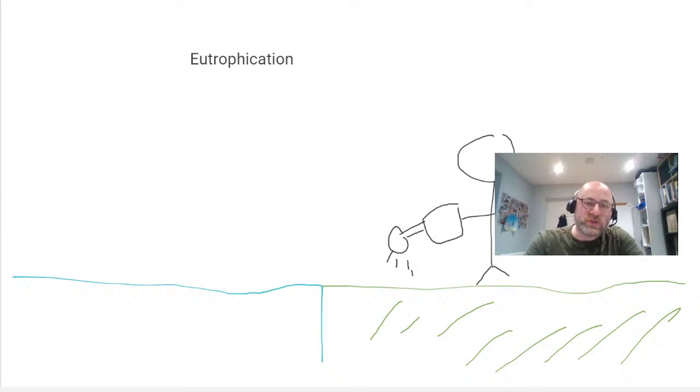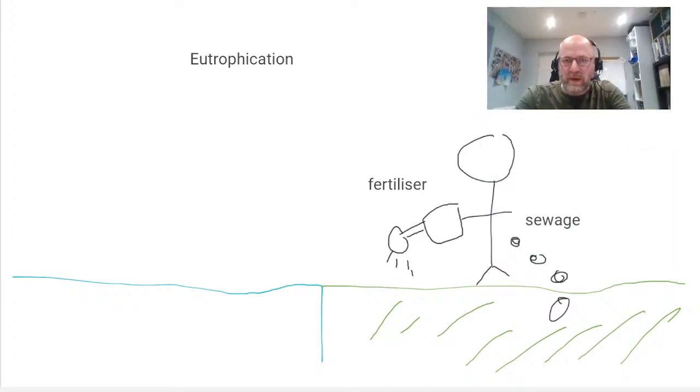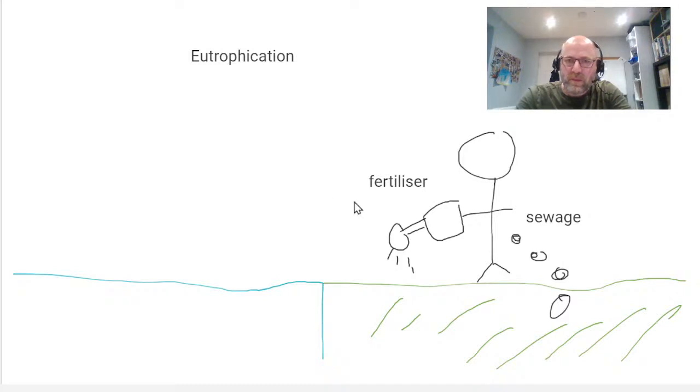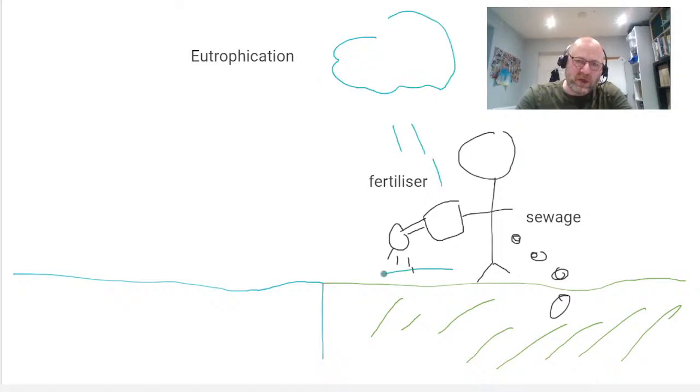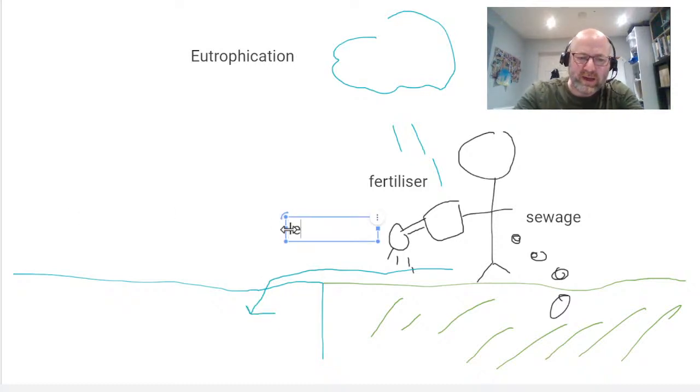Fertilizer or sewage. I mean, you might say to yourself, why is the farmer pooing on the field? But that's just because I haven't got time to draw a sewage plant or people's waste. So sewage plant, the farmer's releasing some sewage, some waste. Just for those of you that have eutrophication, it's going to rain. This is going to wash the sewage and fertilizer into the lake via a process called leaching.